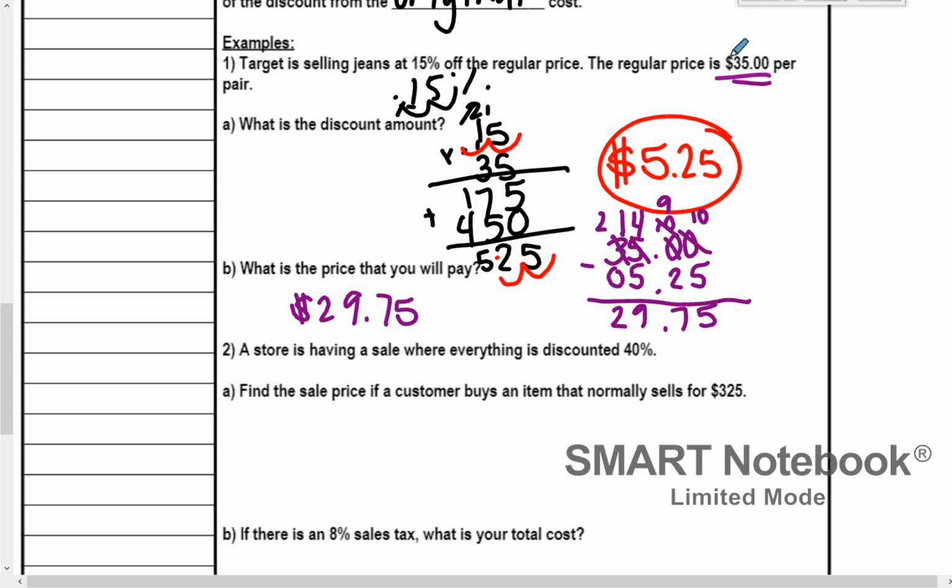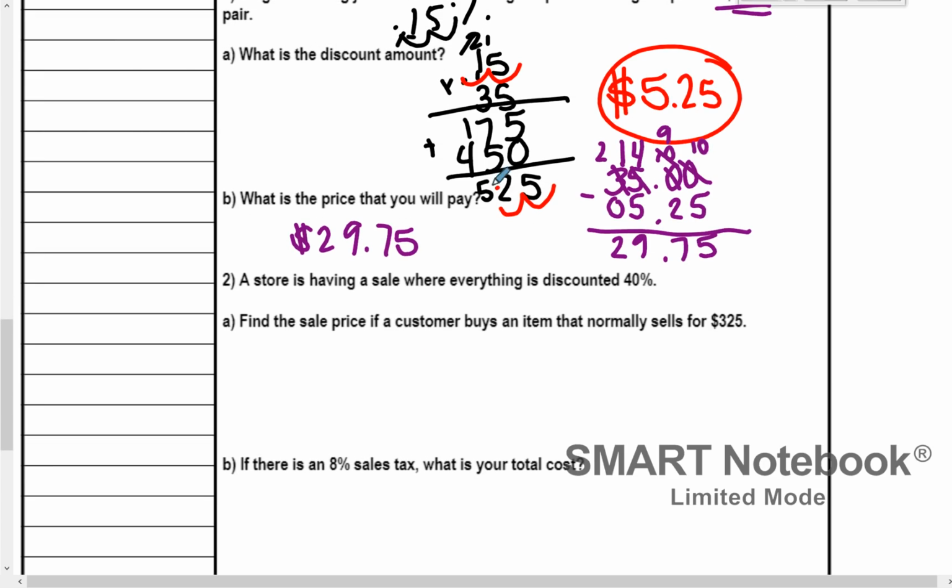So that's a good check whether or not you are doing your math correctly. If you get a number that's bigger than the original price, you know you made a mistake somewhere. Okay, so that's always just a good little check for you. All right. Last example. A store is having a sale where everything is discounted 40%.